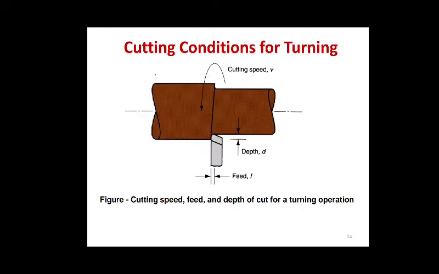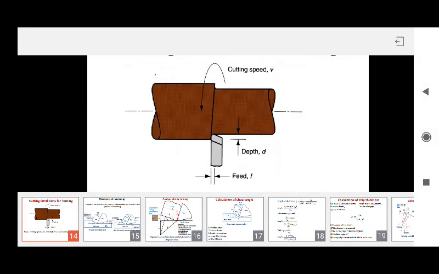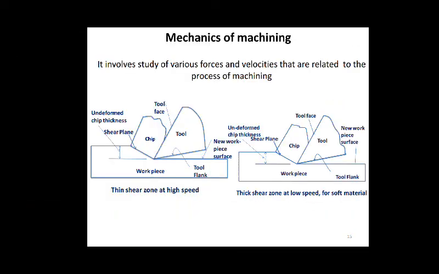So in this diagram we can see the V, that is the cutting speed, F the feed, and D the depth of cut. Okay, so next, mechanics of machining. It involves the study of various forces and velocities that are related to the process of machining.